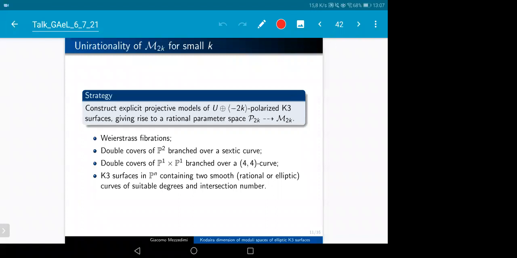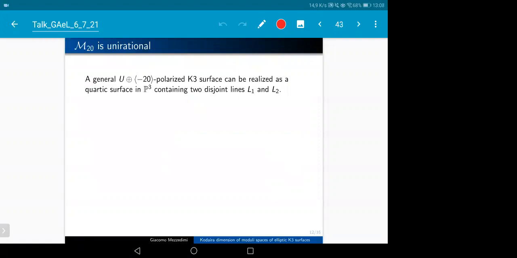That's the idea. So let me give you one example that was the example that led us to this theorem. So the easiest example, and then we try to generalize this approach. So we want to prove that this moduli space M20 is unirational. And we want to find a projective model. What I claim is that a general U plus minus 20 polarized K3 surface can be realized in the following way. We take a quartic surface in P3 that contains 2 disjoint lines.